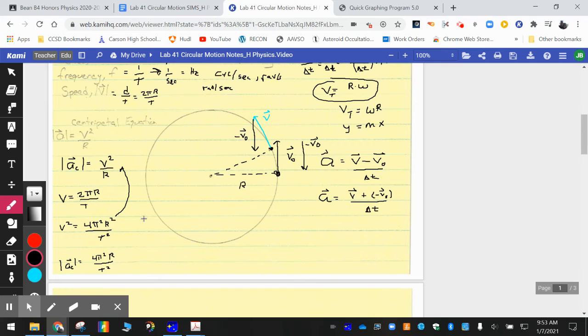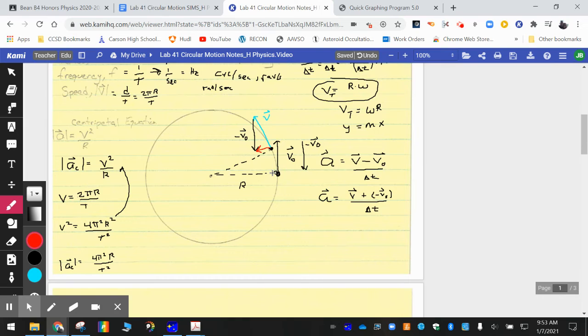Now the resultant vector. We're going to connect the dots, so I'm going to use red. If I have V and I add it to minus V0, here's the resultant vector, delta V. Which direction is that arrow pointing? Toward the center, so it's center seeking. This is the non-calculus version.